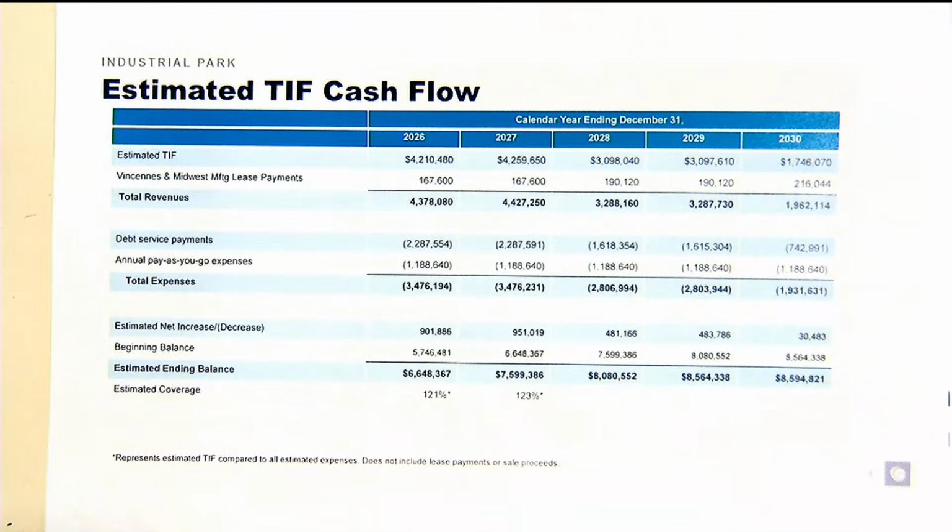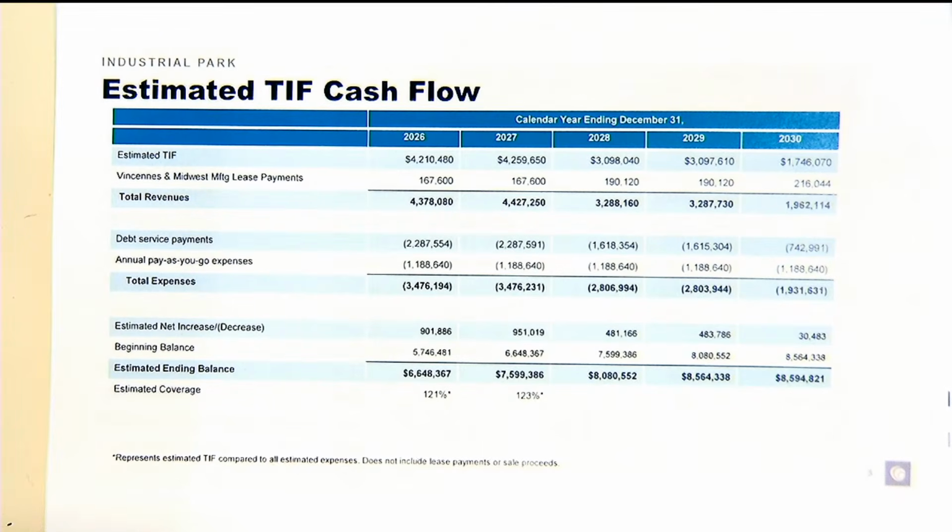We know you like to see just kind of a 5-year look out of your cash flows within the industrial park allocation area. So looking at the top for your revenues, we show estimated TIF and outstanding leases or lease payments generate revenues from those. And then for your expenses, we look into just a combined of your debt service payments and then annual pay-as-you-go projects that go through in the industrial park allocation area.